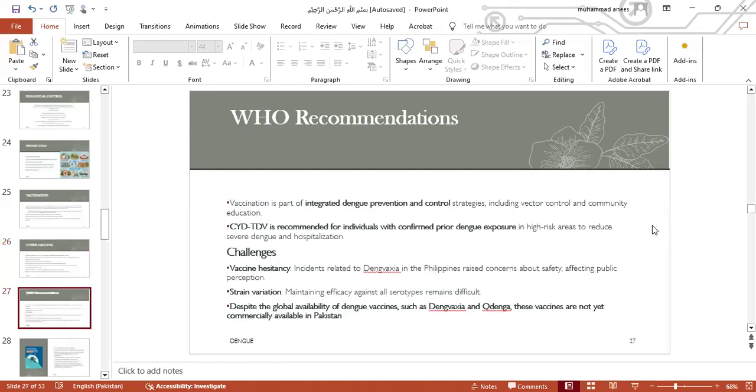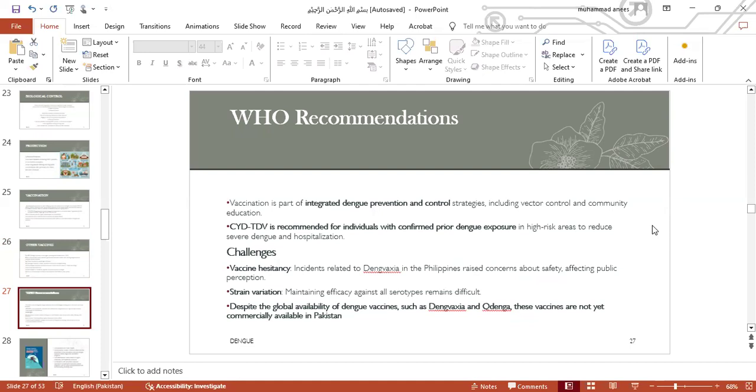Now, what is the WHO recommendation regarding this vaccination? It is a part of integrated dengue prevention and control strategies, including vector control and community education all around the world. Also, CYD-TDV Dengvaxia is recommended for individuals with confirmed prior dengue exposure in high-risk areas to reduce the severe dengue and hospitalization.